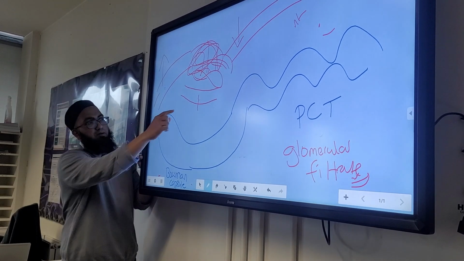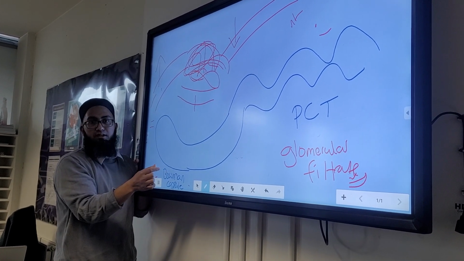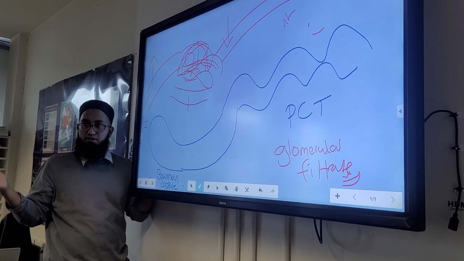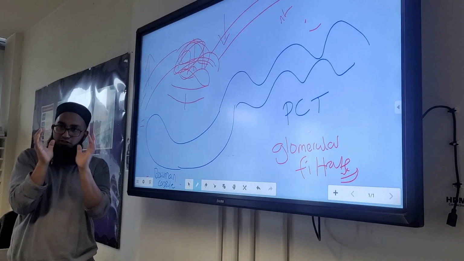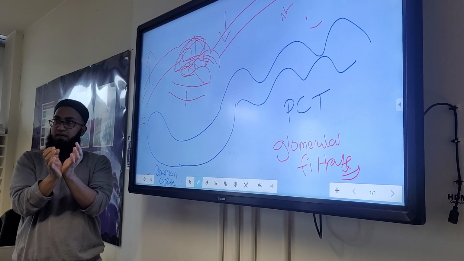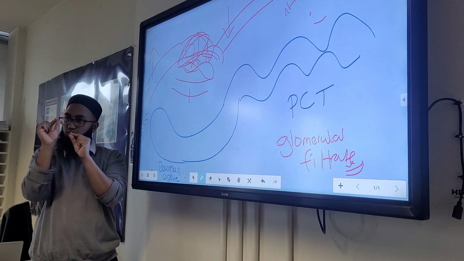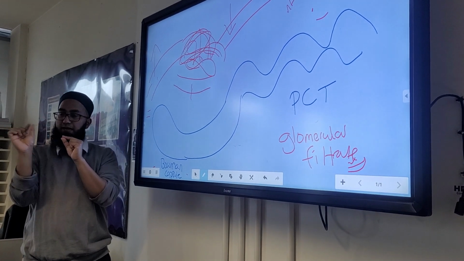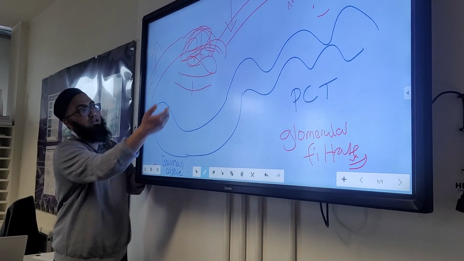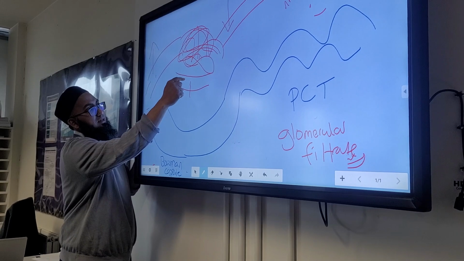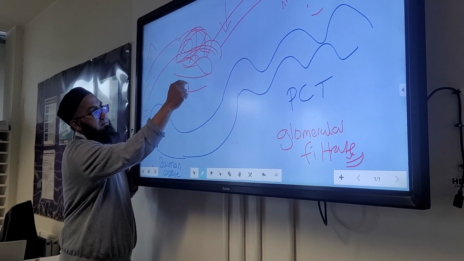Now remember we said that everything comes out, really. It's ultrafiltration except large things. So how does it stop you from having large things? It's like a sieve. You know, a sieve has small holes, small pores, small gaps, so large things can't get through. So this is my capillary blood. This is the blood here.